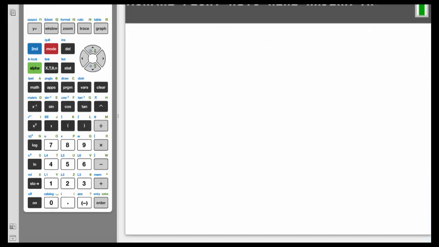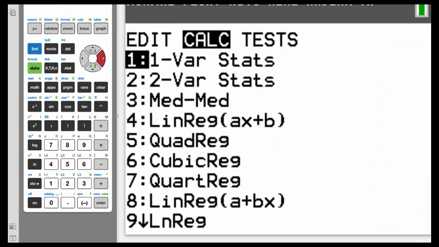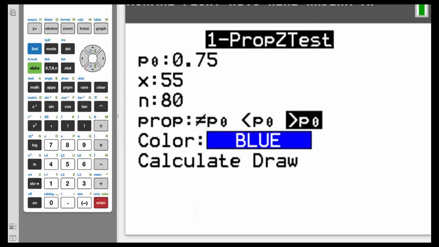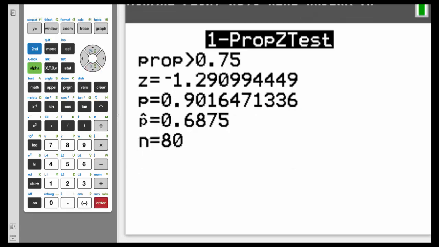Okay, so how do we do this? Stats, highlight tests, and again, we're going to scroll down to number 5, 1-PropZTest, hit enter. Okay, the p is 0.75, hit enter. X is 55, hit enter. 80 is n. And then again, highlight greater than, hit enter. Scroll down, highlight calculate, hit enter. Third row down is the p-value. So again, I'll write it out to 4 decimal places, rounded correctly. That's 0.9016. So let's put that on the paper now.